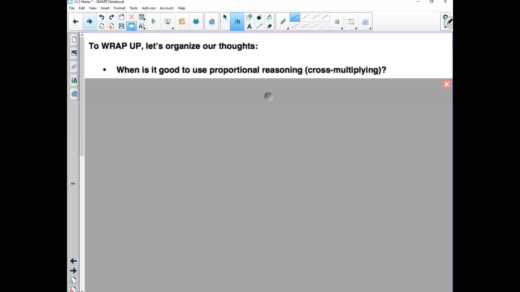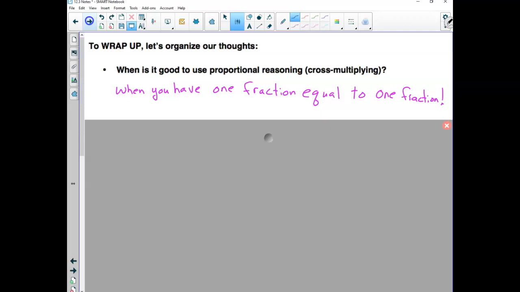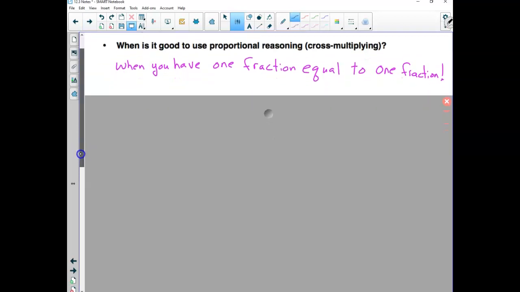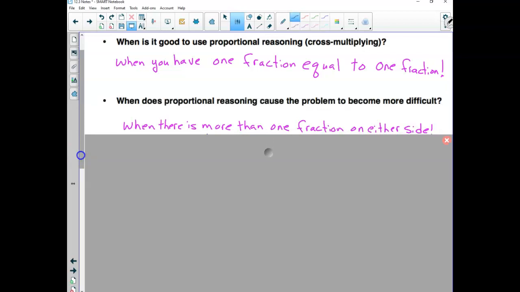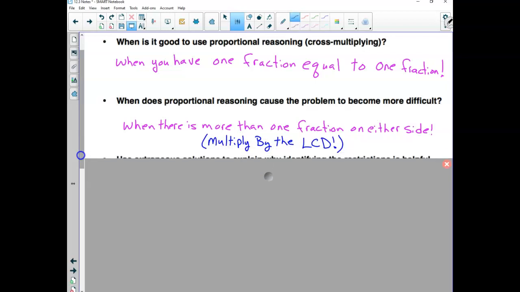Last page. When is it good to use proportional reasoning? That is cross-multiplying, personal preference. It is only good to use when you have one fraction equal to one fraction. As a matter of fact, you cannot use proportional reasoning if there is more than one fraction on either side. So, when does proportional reasoning cause the problem to become more difficult? Well, that is when there is more than one fraction on either side. And I put in there in parentheses, when this happens, we want to multiply by the least common denominator because that will clear the fractions.